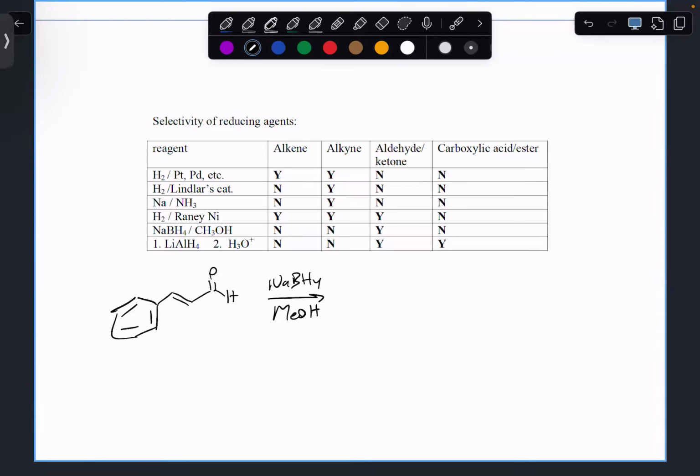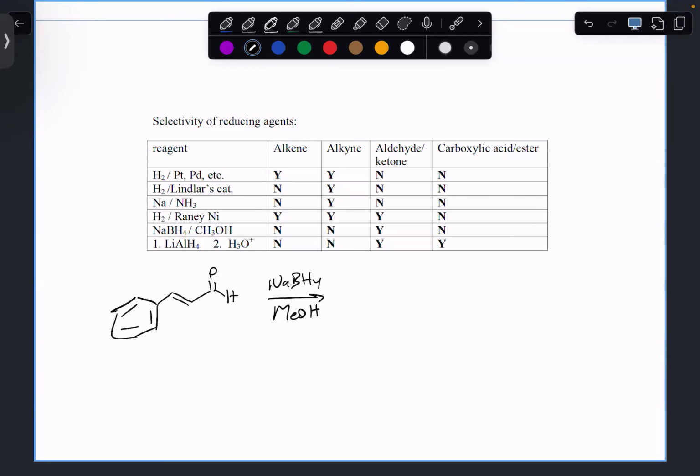No. Benzene is much, much harder to reduce. You can hydrogenate an alkene. You cannot hydrogenate a benzene. The benzene is much, much harder to reduce than regular double bonds. So if borohydride can't reduce a regular alkene, there's no way in heck it's going to be able to reduce a benzene.